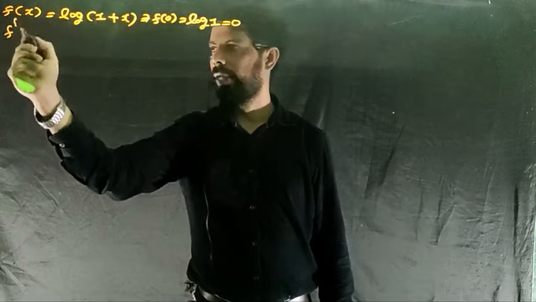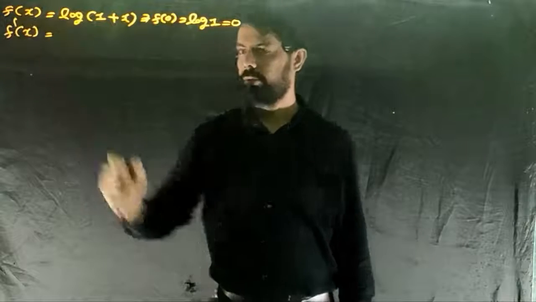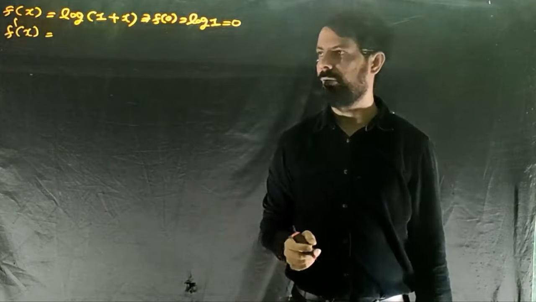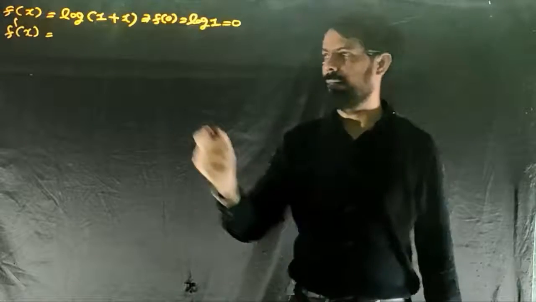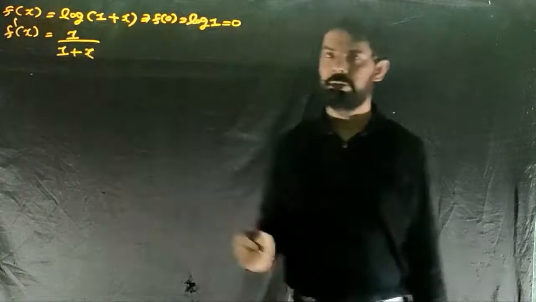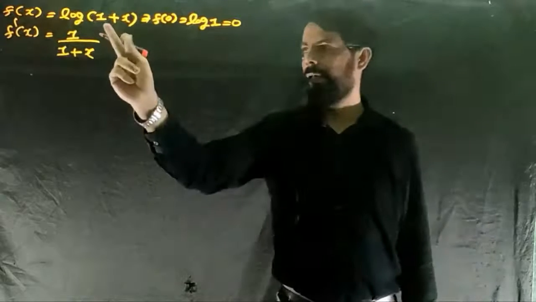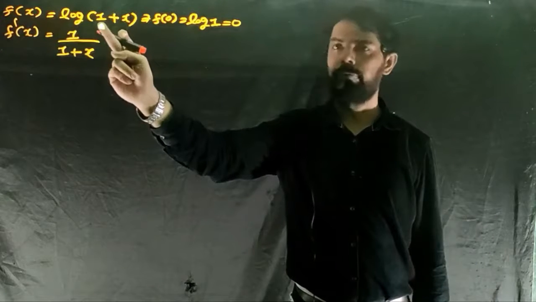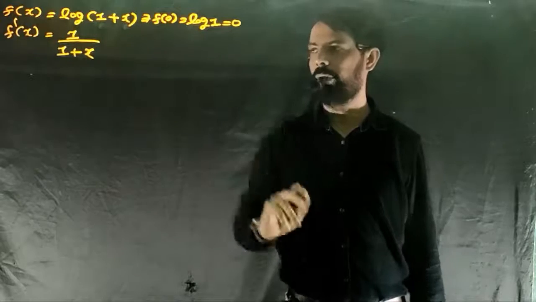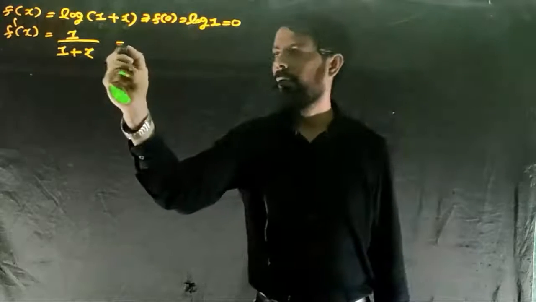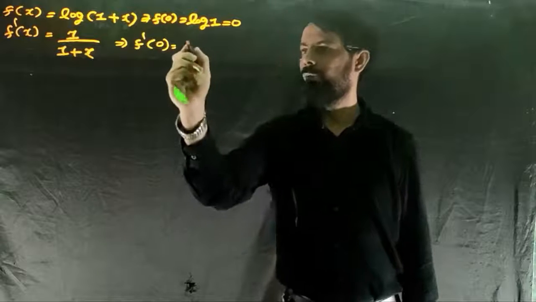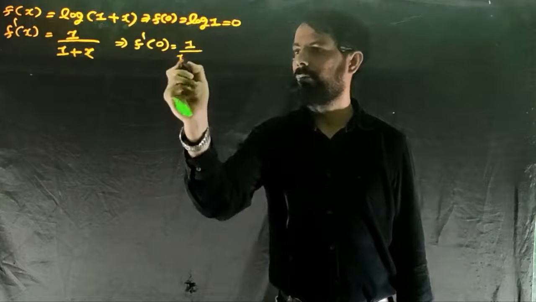Then taking the derivative of f of x, the derivative will be f dash x, and the derivative of log 1 plus x will be 1 divided by 1 plus x. Here the derivative of 1 is 0 and the derivative of x is 1, so no need to write down into 1. Replacing x by 0, we get 1 divided by 1 plus 0.